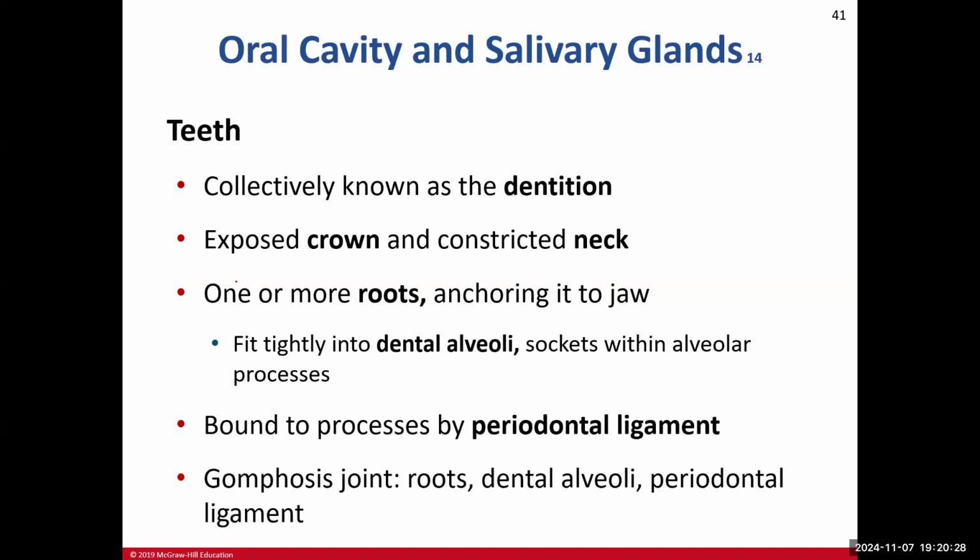So if you've had a root canal, I've never had one. Has anyone here had a root canal? Oh, all right, because I heard they feel good.